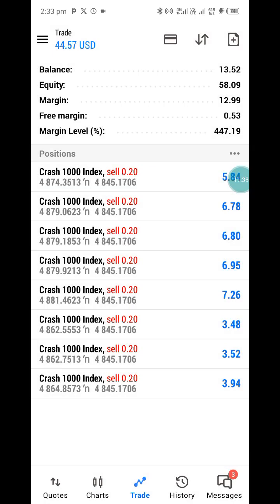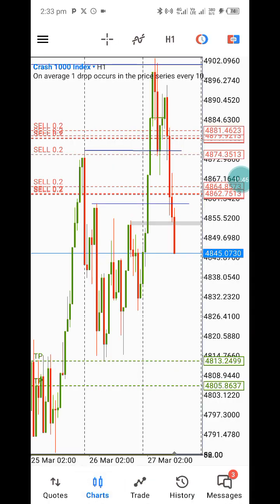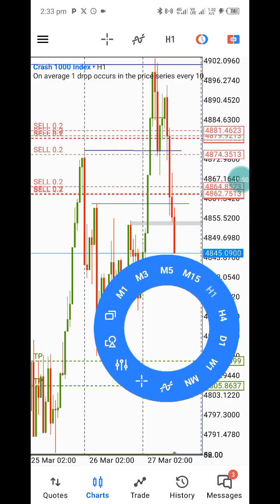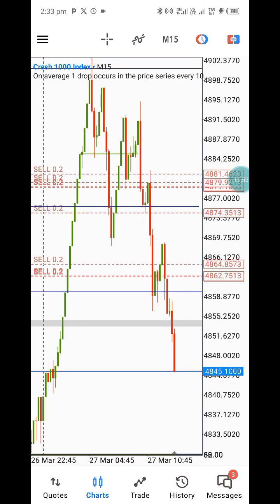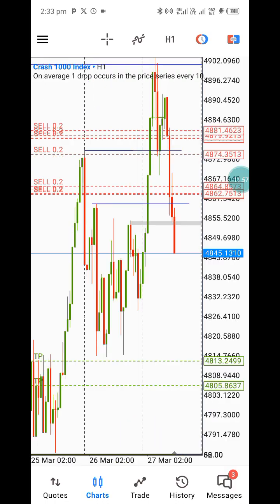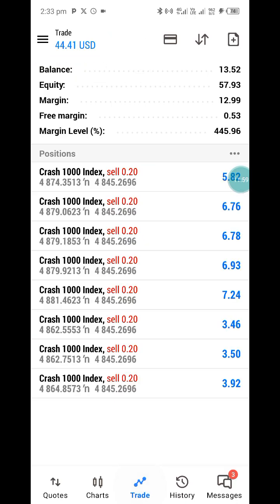So guys, you can see this is how marvelous the CRT is. $13 to $58. You can see that big spike. That is the power of your CRT candle. It gives you that leverage that you need to use.